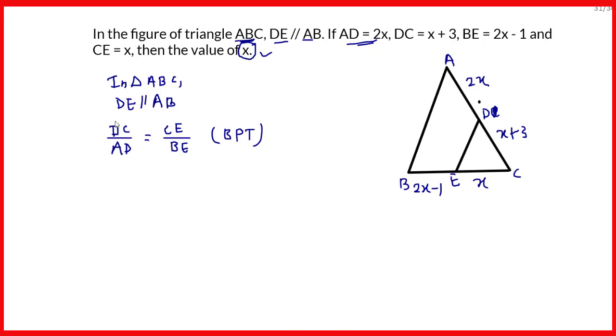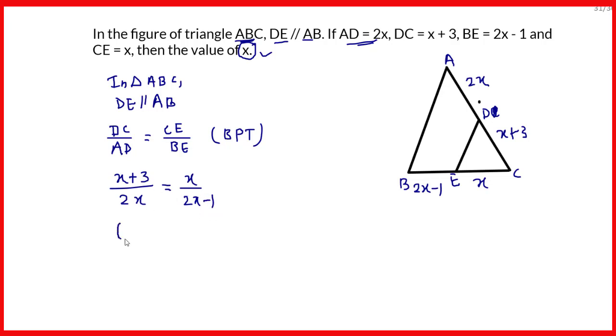Now simply put the values. DC is x plus 3, so it will be x plus 3 upon AD. AD is 2x, so that is equal to CE. CE is given as x, and BE is 2x minus 1, so that is 2x minus 1. Now here, cross multiply.